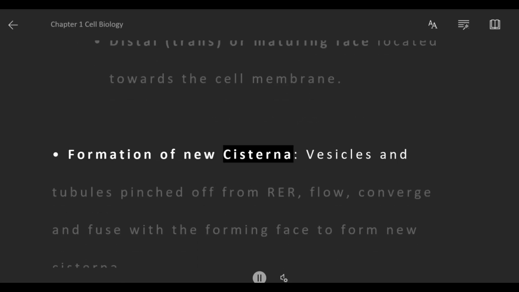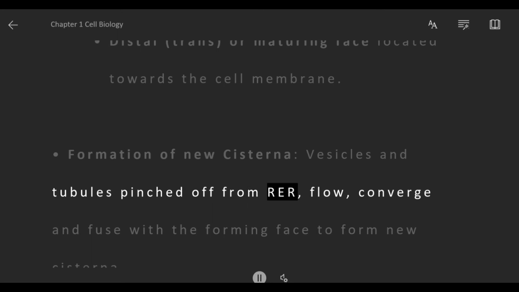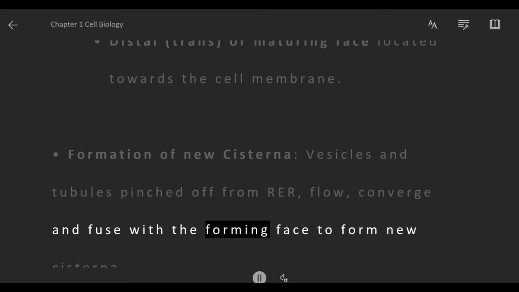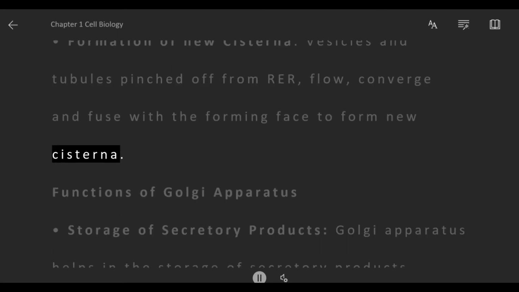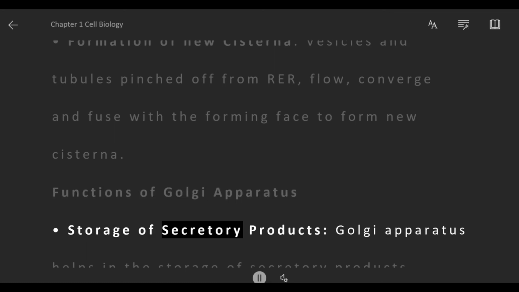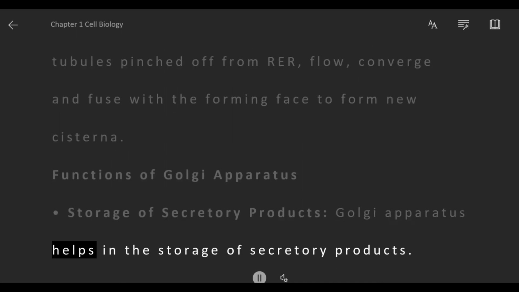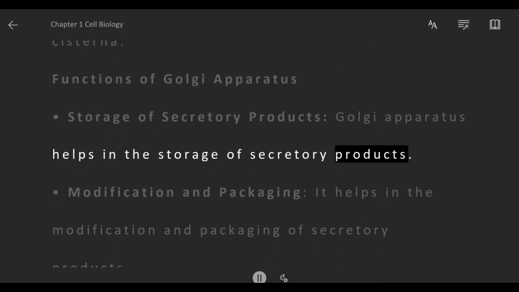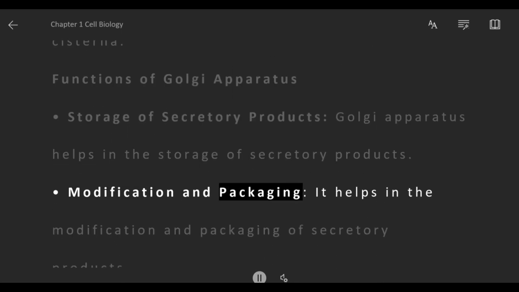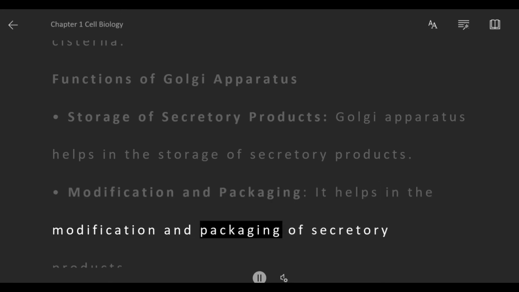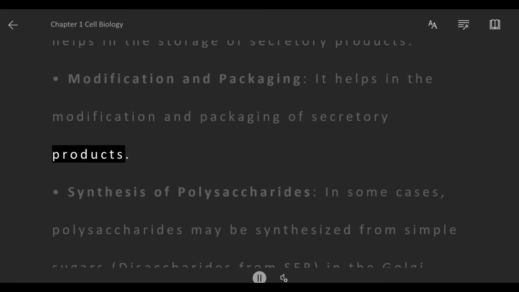Formation of new cisterna. Vesicles and tubules pinched off from RER flow, converge and fuse with the forming face to form new cisterna. Functions of Golgi apparatus. Storage of secretory products. The Golgi apparatus helps in the storage of secretory products. Modification and packaging. It helps in the modification and packaging of secretory products.